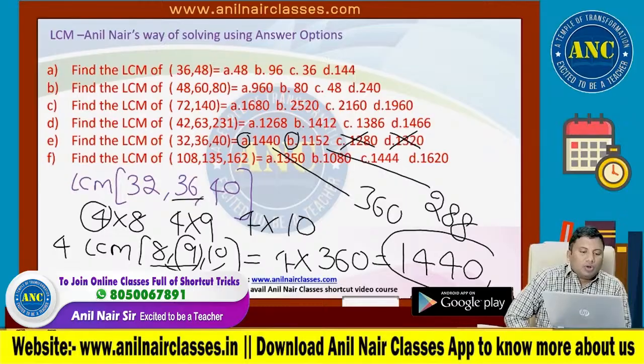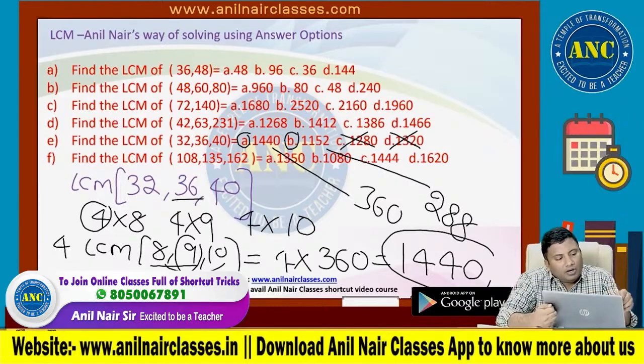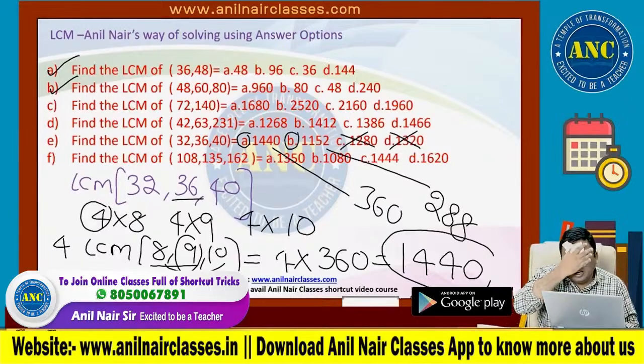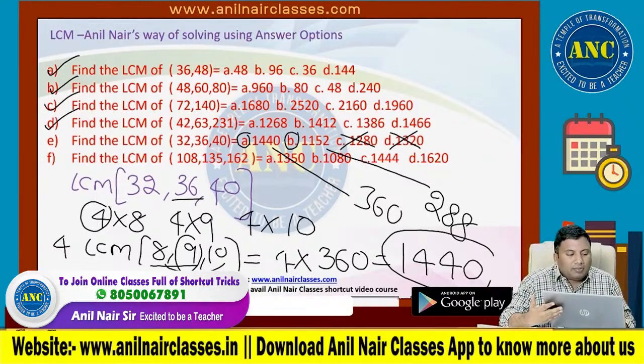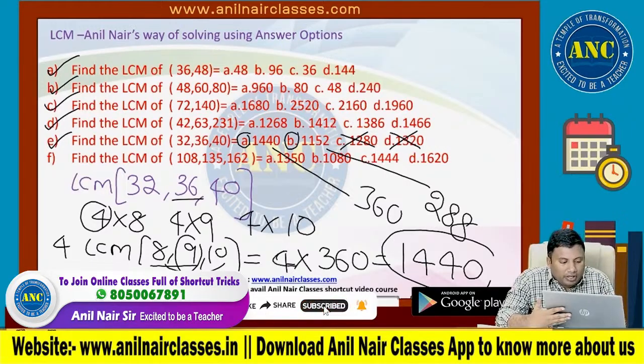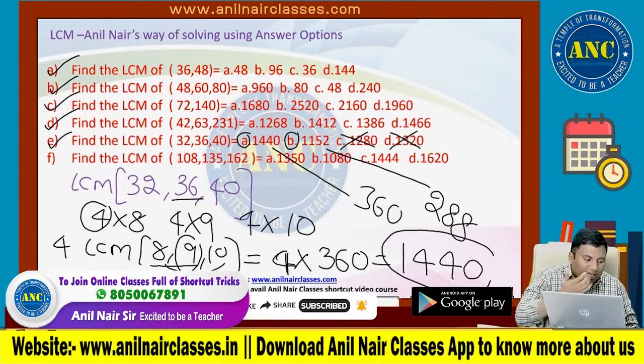Answer is 1440. So the first one is easy. The second one is checking by using the divisibility rule. The third one is digital sum and divisibility rule. The fourth one is only digital sum 9. The fifth is all of them are satisfying. How to do it? I hope the idea is clear. Next one.